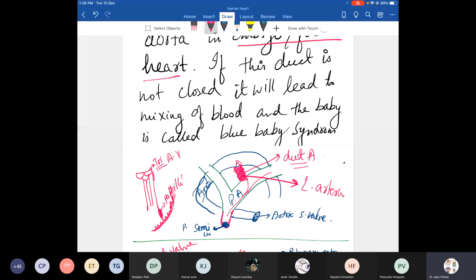Is it clear? Look into the diagram. If you see this, you will understand one side is attached to the papillary muscle, the other side it is attached to the cusp. Here it is tricuspid, on the other side it is bicuspid. Clear?